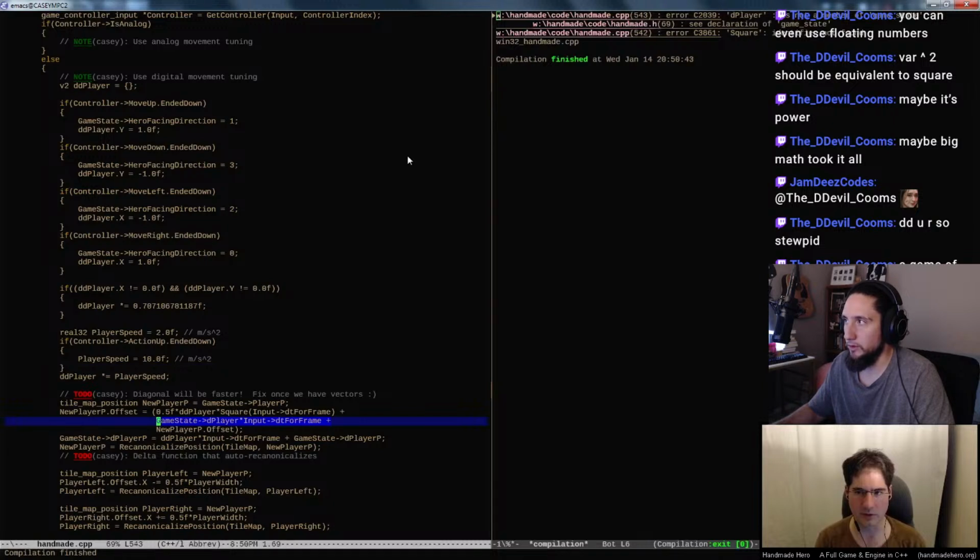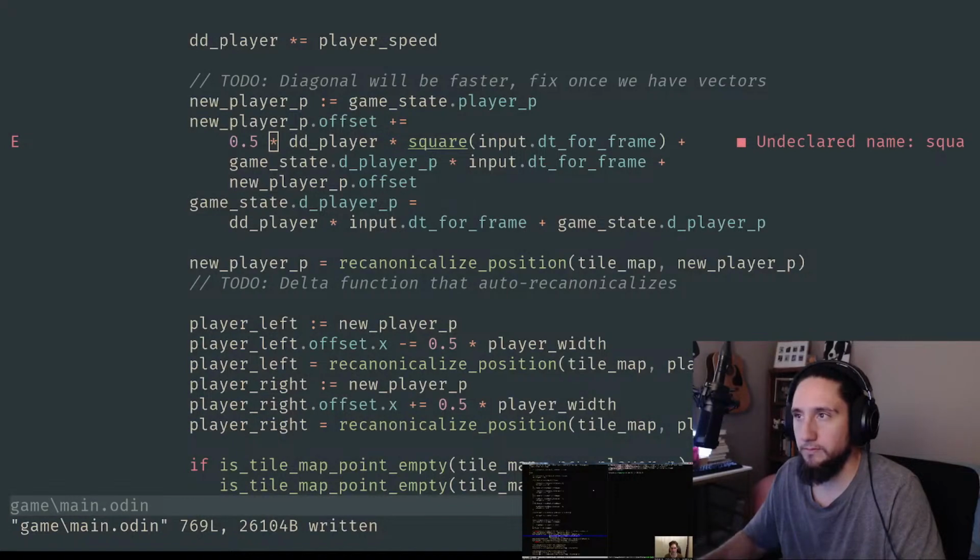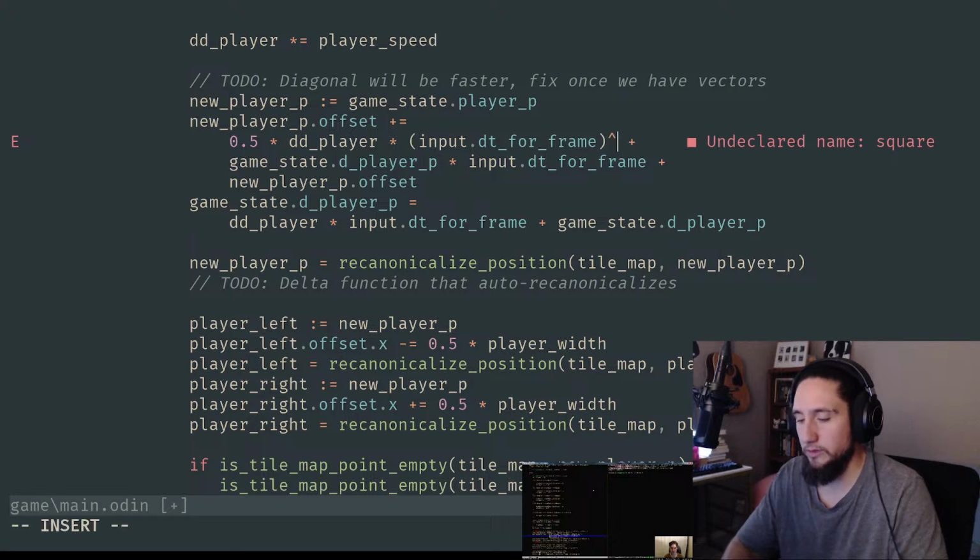Var to the 2 should be equivalent to square. And I can even use floating numbers. So are you telling me, did you just find this out looking at Odin's documentation? Are you a sweetheart? Did you do something sweet for me? I can just do this.